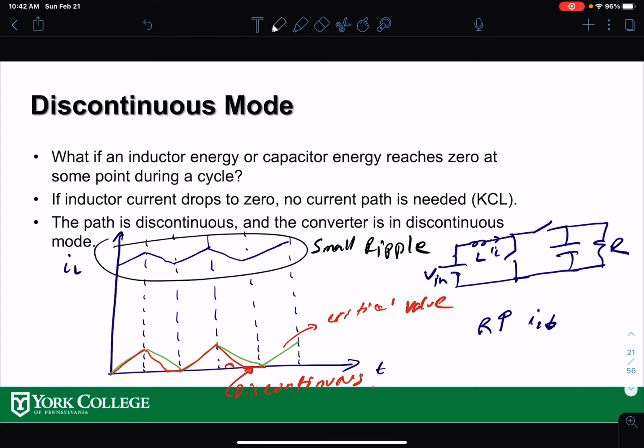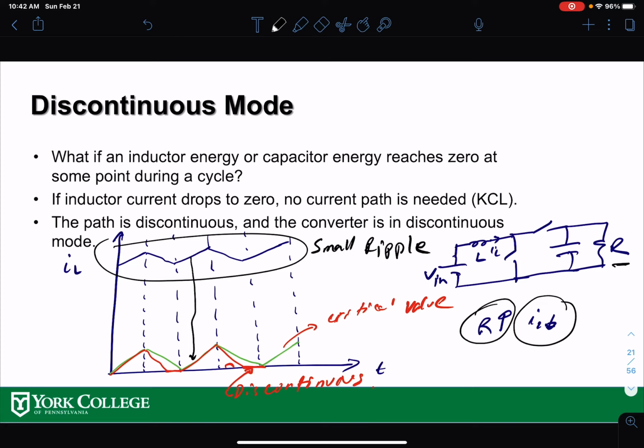But if the magnitude of your inductor current goes down, how can it go down? If the R value goes up here, the inductor current will go down. But your ripple does not; you still have the same ripple. Like if you have 10% ripple, you still have 10% ripple, but your magnitude is going down. So that means your current is coming down. Your ripple stays the same, but your current magnitude is coming down. So it can reach a point where we follow the red line over here.